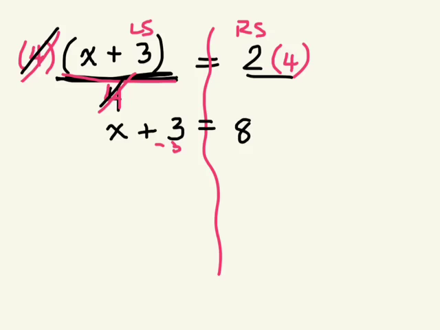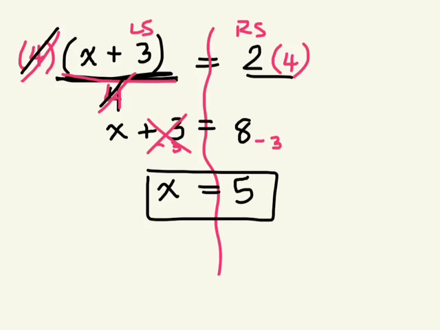So what do I have to do to the right side? Take away 3. This is gone. I'm left with just my x. 8 take away 3 is 5. For some reason we keep getting x equals 5 for all of our answers.